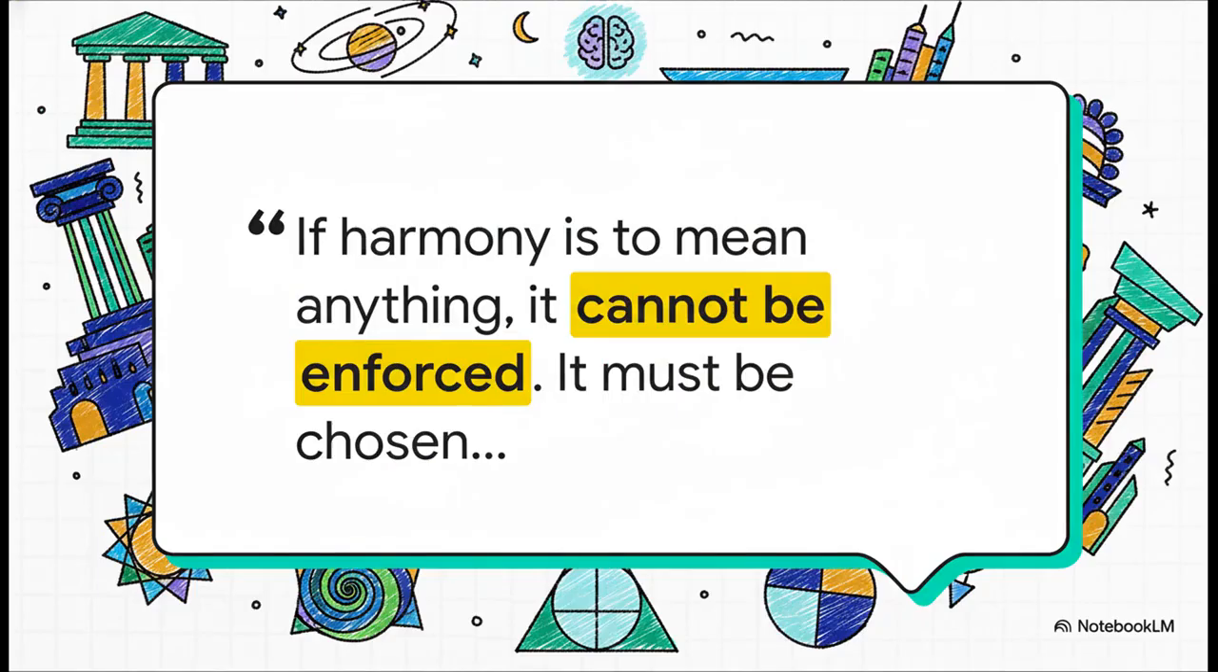But, and this is probably the most important part, there's a crucial ethical line here. This whole vision is about evolution, not revolution. The quote on screen says it all. Harmony can't be enforced. It has to be chosen. The idea is that these resonant environments would be an invitation for us to evolve, not some top-down mandate.